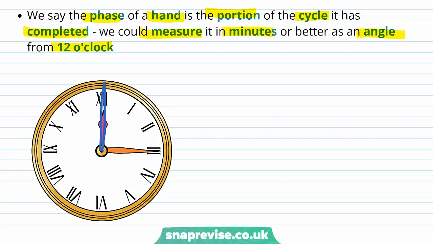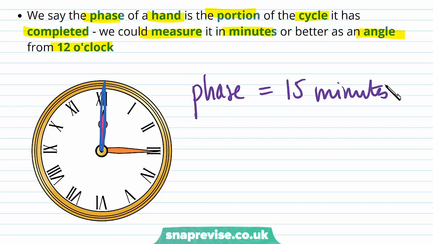So if we want to measure the phase in minutes, we would say that 15 minutes have passed. So we can see that the minute hand has completed 15 minutes out of the 60-minute cycle it takes for it to do one whole revolution. So it takes it 60 minutes to go from 12 o'clock round the clock back to 12 o'clock, but we've only completed 15 minutes of that total of 60 minutes.